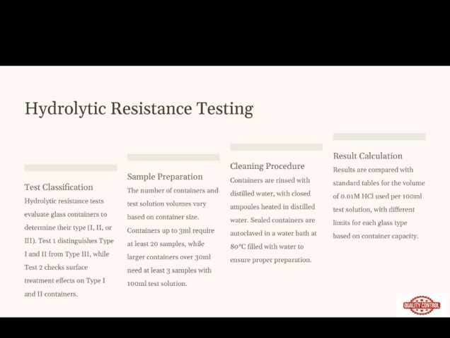Cleaning procedure. Containers are rinsed with distilled water, with closed ampoules heated in distilled water. Sealed containers are autoclaved in a water bath at 80 degrees Celsius filled with water to ensure proper preparation. Result calculation. Results are compared with standard tables for the volume of 0.01 M HCl used per 100 ml test solution with different limits for each glass type based on container capacity.